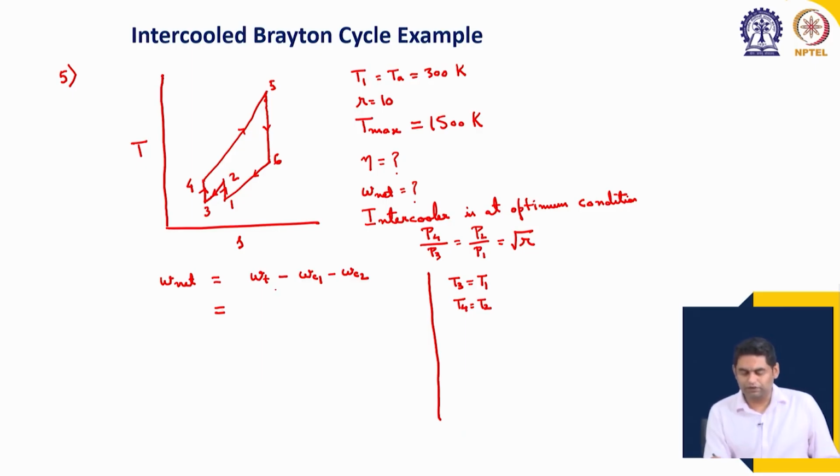net work output, see W T is C P T 5 minus T 6. Let us write down for this case, because this is at the start of the course. I am going a little slowly, so that you have sufficient time to follow the topics. C P T 2 minus T 1 minus C P T 4 minus T 3.